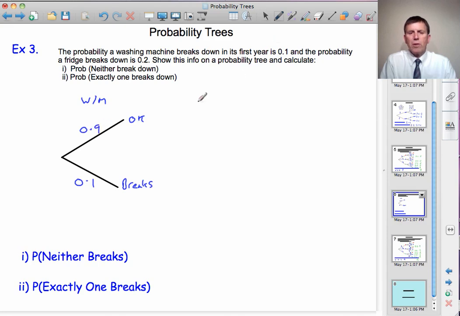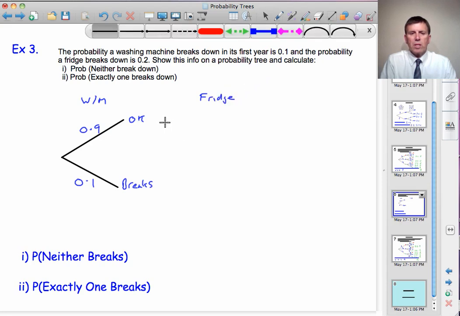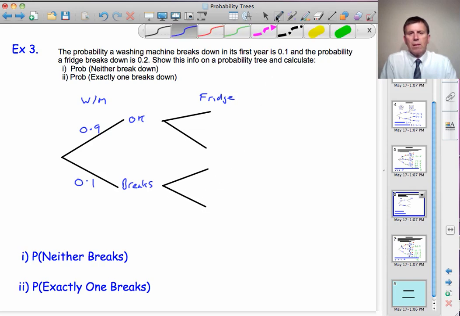And now we'll look at the fridge. So title up here for the fridge, and I've got to have the two options, okay or breaks, and I've got to draw the same thing twice. So the fridge could be okay, or it could break. Okay or breaks.